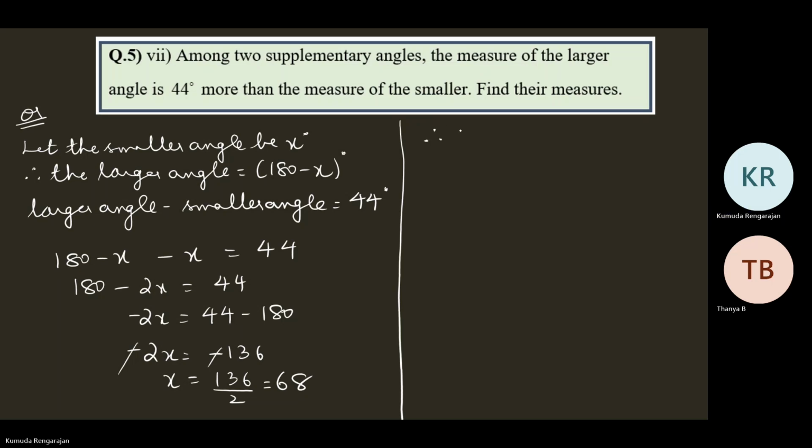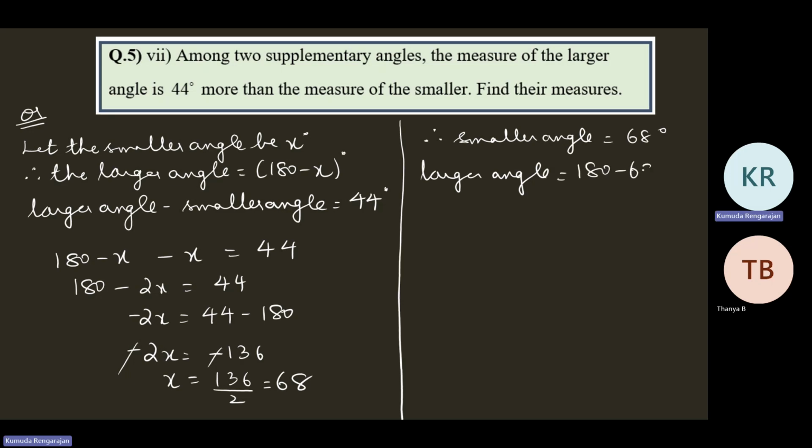Therefore, smaller angle is equal to 68 degrees and the larger angle is equal to 180 minus 68, 112 degrees.